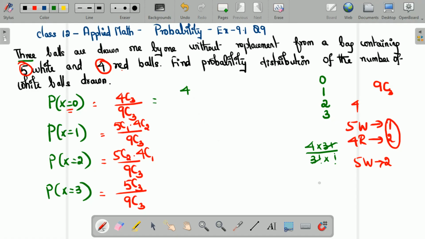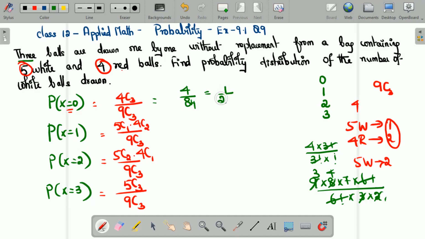Now let's compute 9C3. This will be 9 into 8 into 7 into 6 factorial divided by 6 factorial into 3 factorial. 3 factorial is just 3 into 2. 6 factorial and 6 factorial I'm going to strike out. So this is 3 times, and this is going to be equal to 4 times. So 4 into 3 is 12, 12 into 7 is 84. So you divide this by 84. I can simplify this further. 4 divided by 84 can be written as 1 divided by 21. So P of X equal to 0 is 1 by 21 in the lowest form.